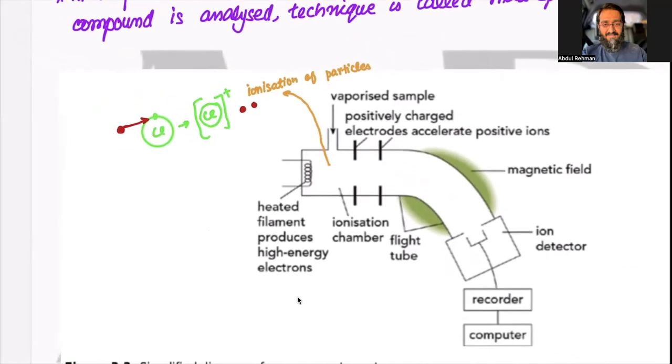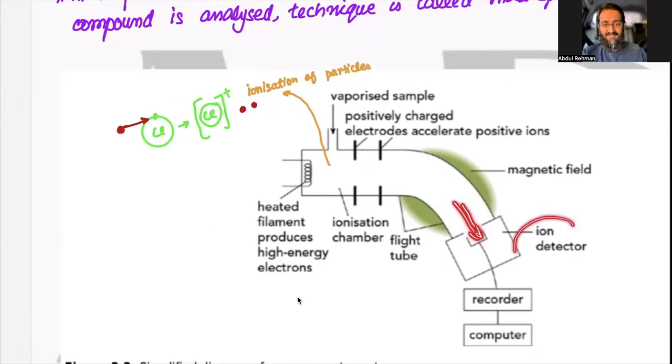And under the influence of the magnetic field, they start separating from each other depending upon mass over charge ratio. The ones which have a greater mass to charge ratio are going to deflect less, and the ones which have a smaller one are going to deflect more. So that's how they get separated from each other in this flight tube. Is this clear? And afterward, they're all going to strike over here.